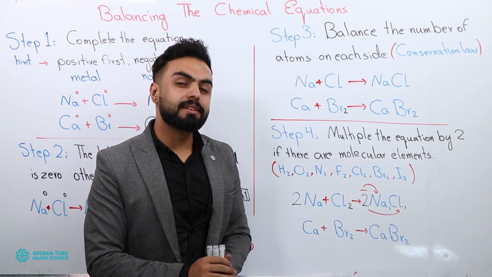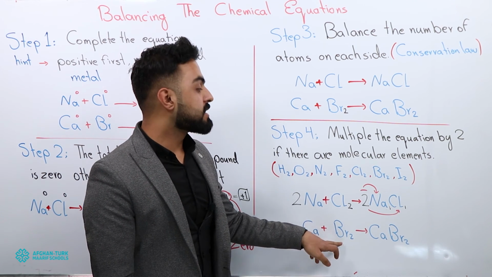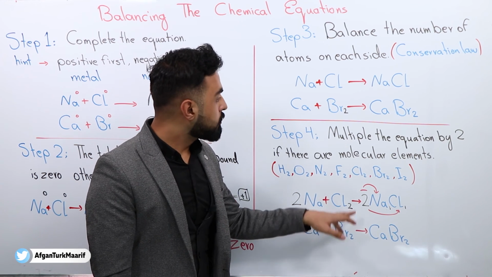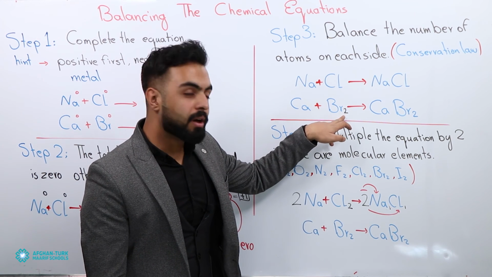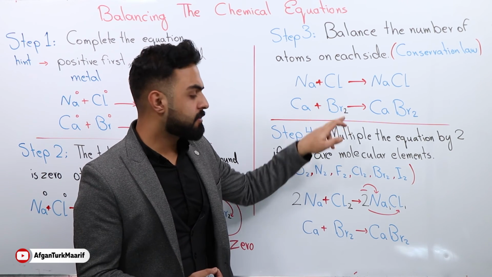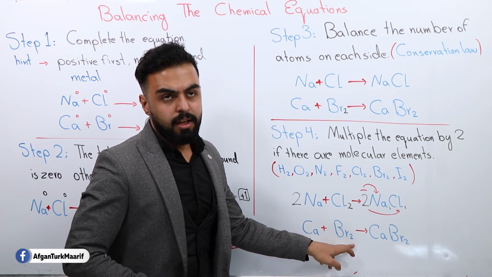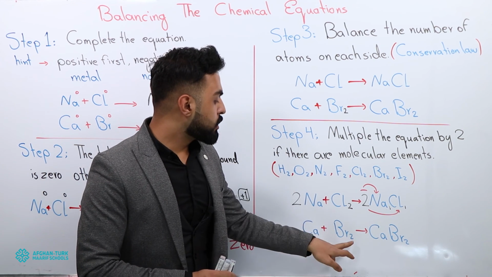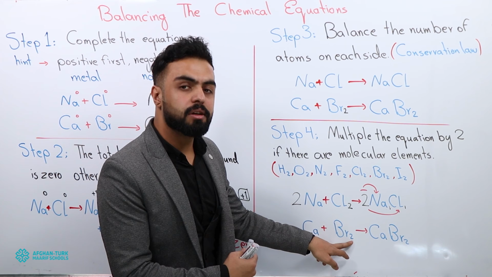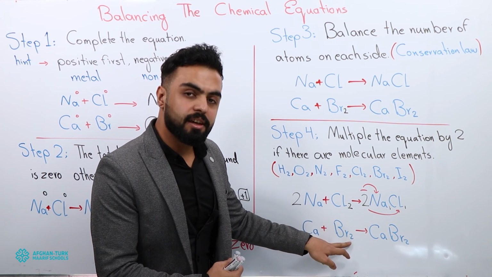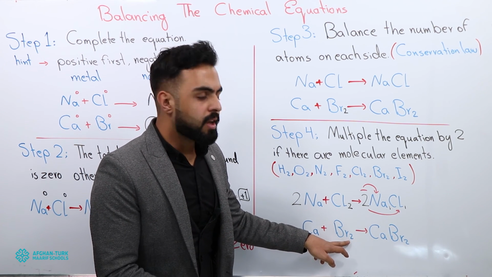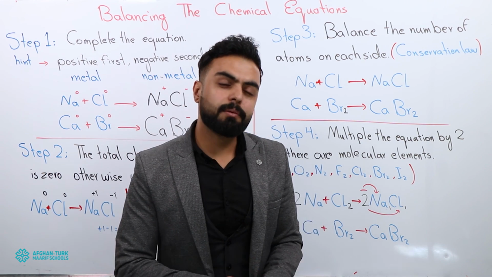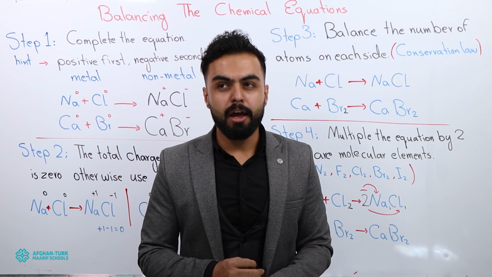we are not going to multiply this equation by 2, even though it has a molecular element. Why? Because from the previous step, the molecular element itself got a 2 on the right side. Why are we multiplying the equation by 2? Because to have a number 2 on the right side of the molecular element. In this equation bromine itself has a 2, so we do not need to multiply this equation by 2. So that was all about balancing equations.